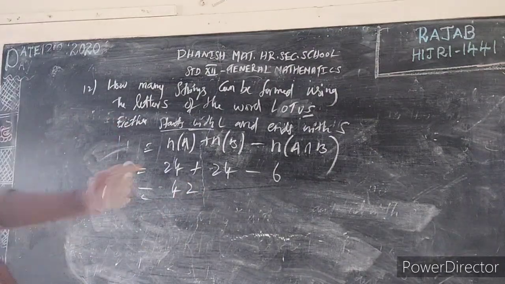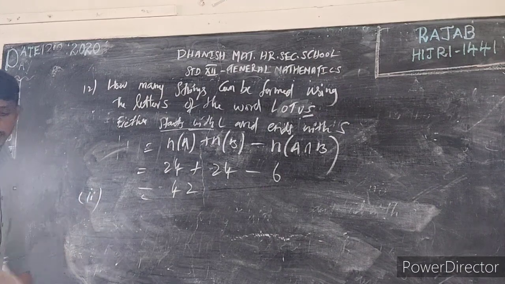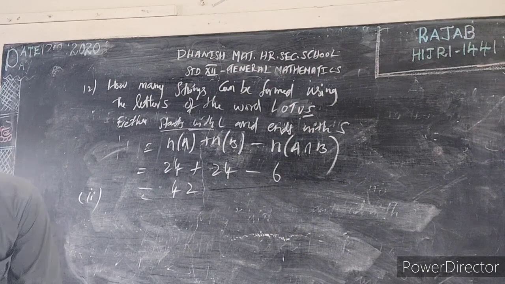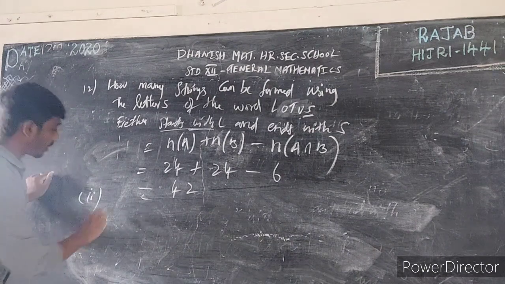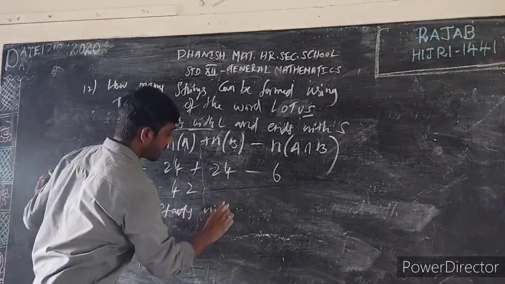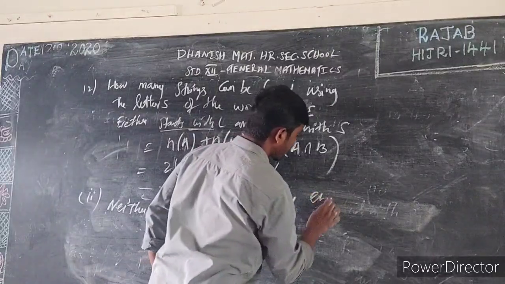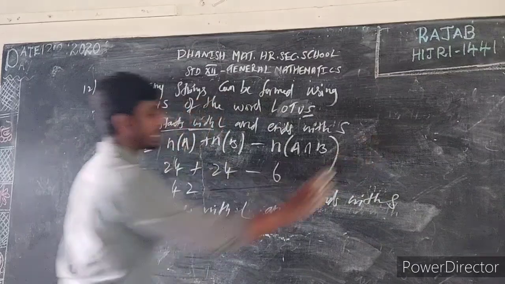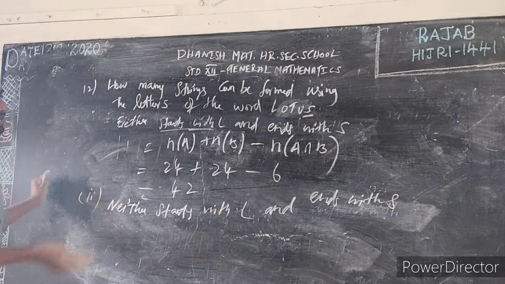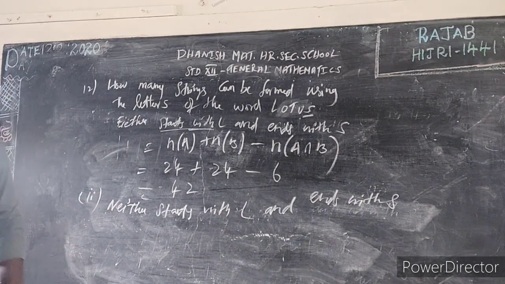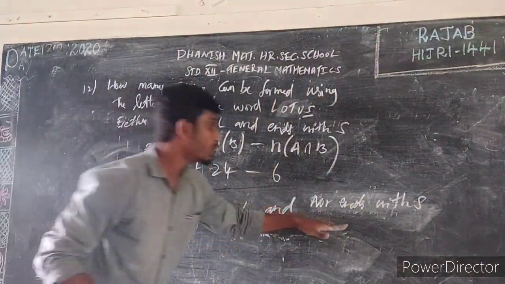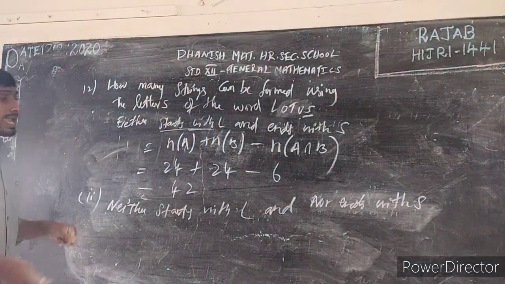Now we are going to find out the neither method: neither starts with L nor ends with S. We already know how many either start with L or end with S. So listen here. What is the question asking? Neither starts with L nor ends with S.